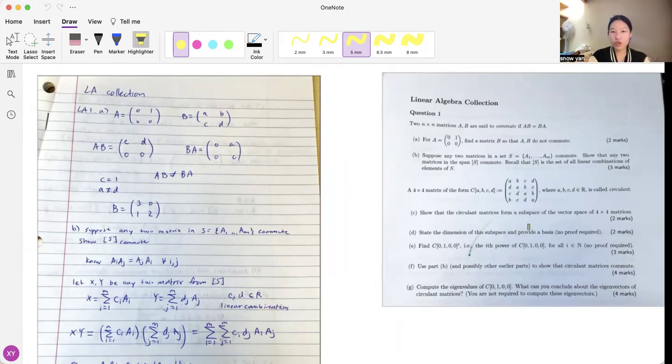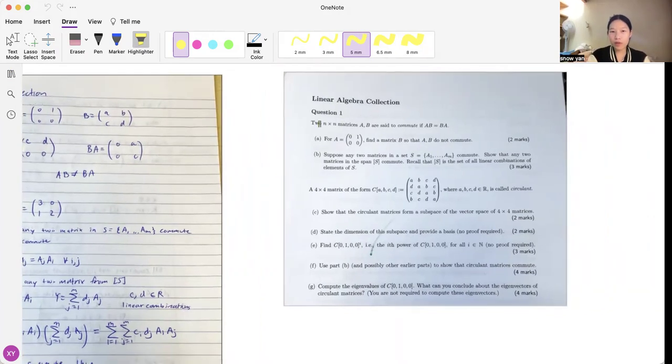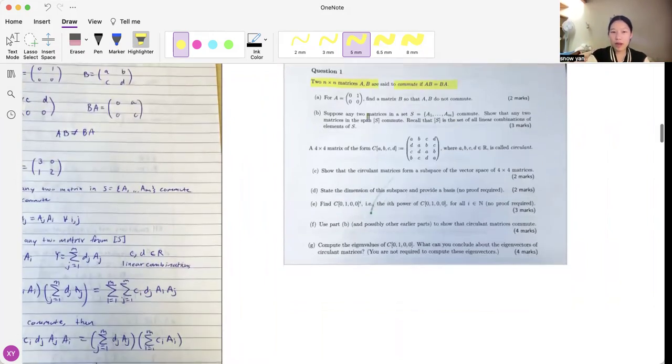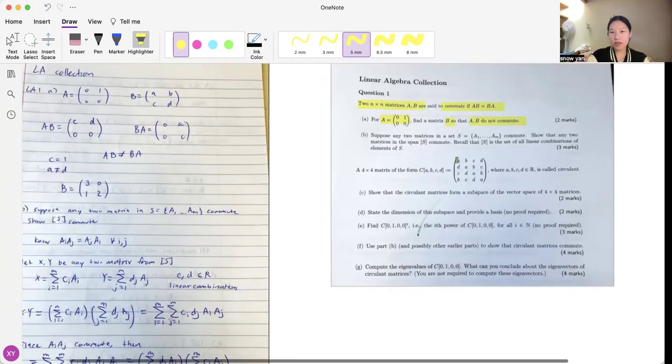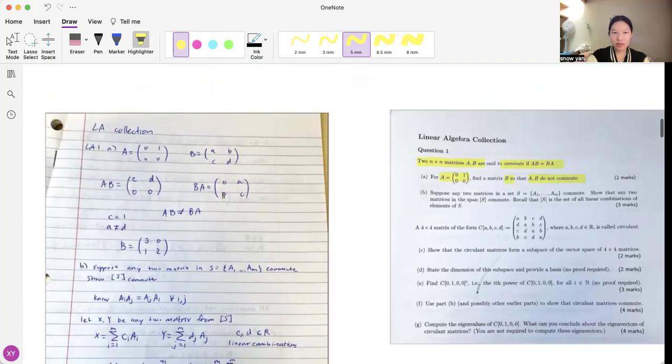Okay, so let's go with question one. We are first given that two n times n matrices A and B are said to commute if AB equals BA, so it doesn't matter the order. So in part A, we have A equal to this matrix, find a matrix B such that A and B do not commute. Okay, so this is basically easy points.